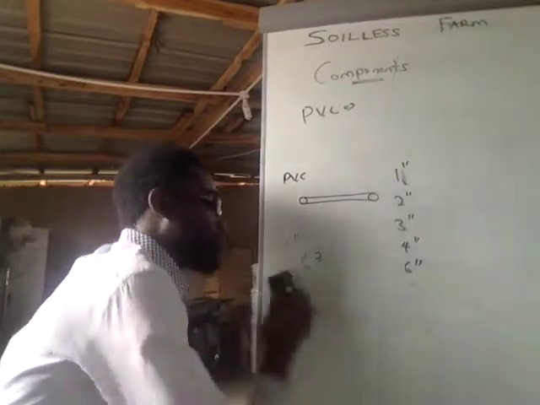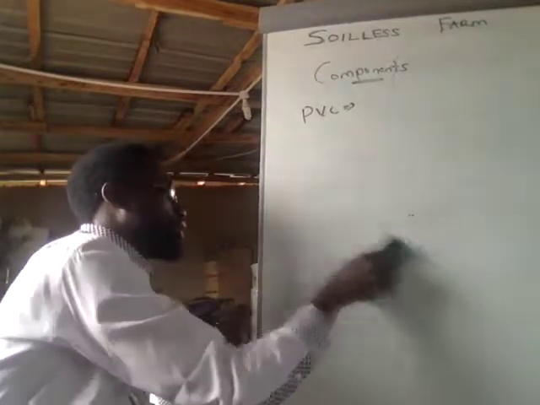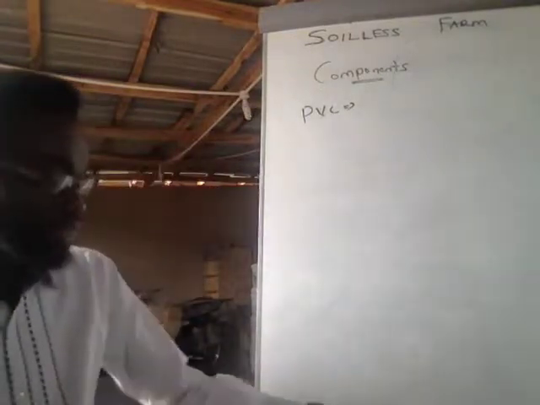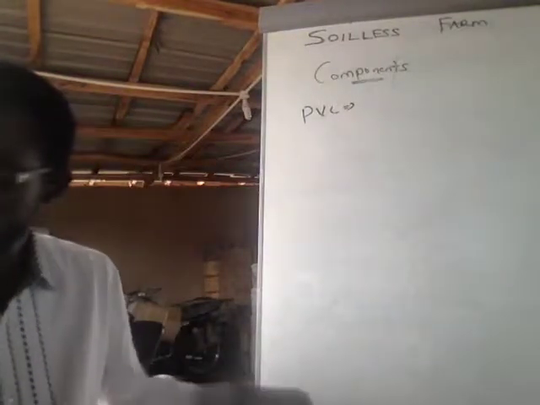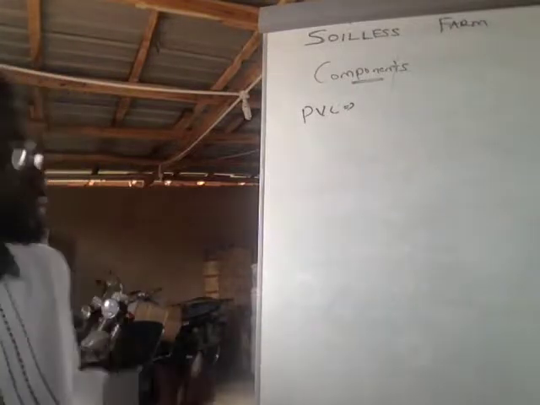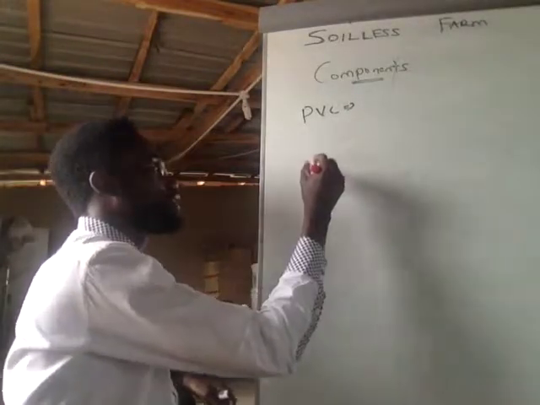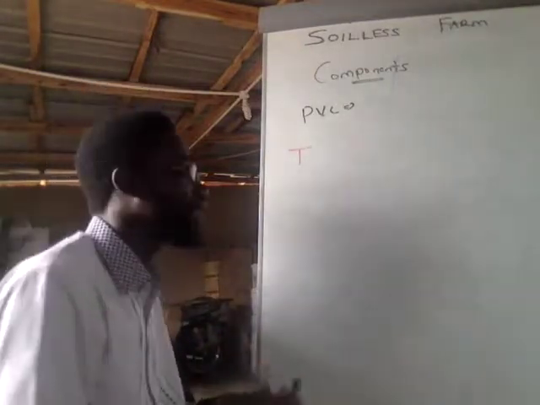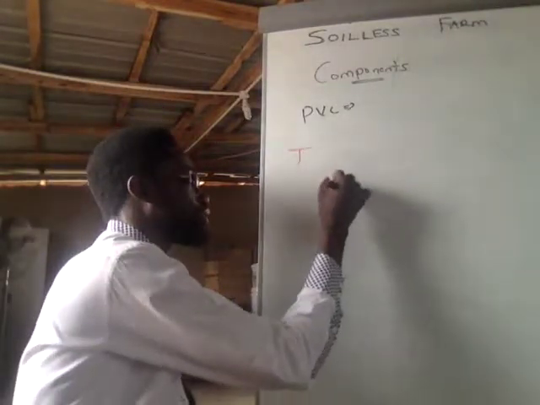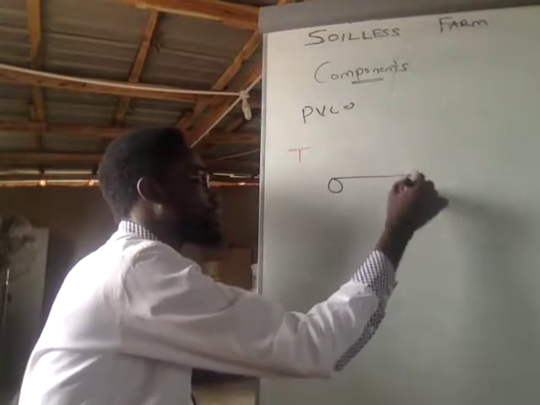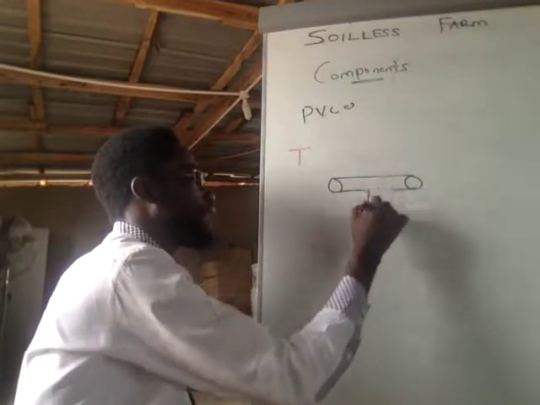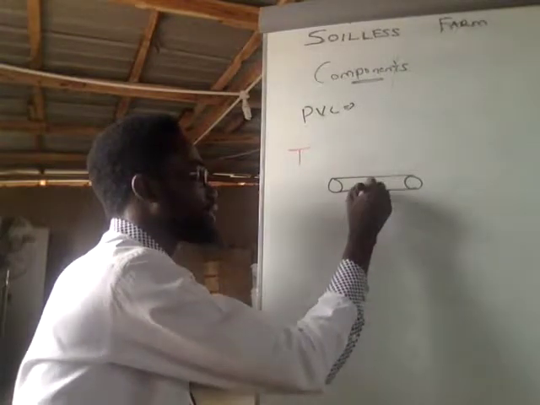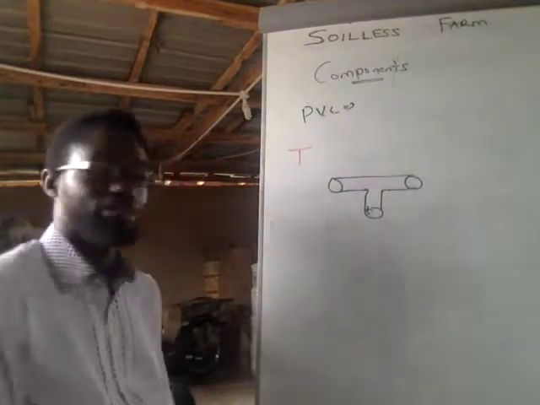Now that is for the PVC, the length itself. Then we have the connectors. One of the first connectors we will talk about are the T's. So when we say a T, just like the letter T, it's a connector that looks like a letter T. So you have it like that, and like that. Everything the same size. So this is a T.